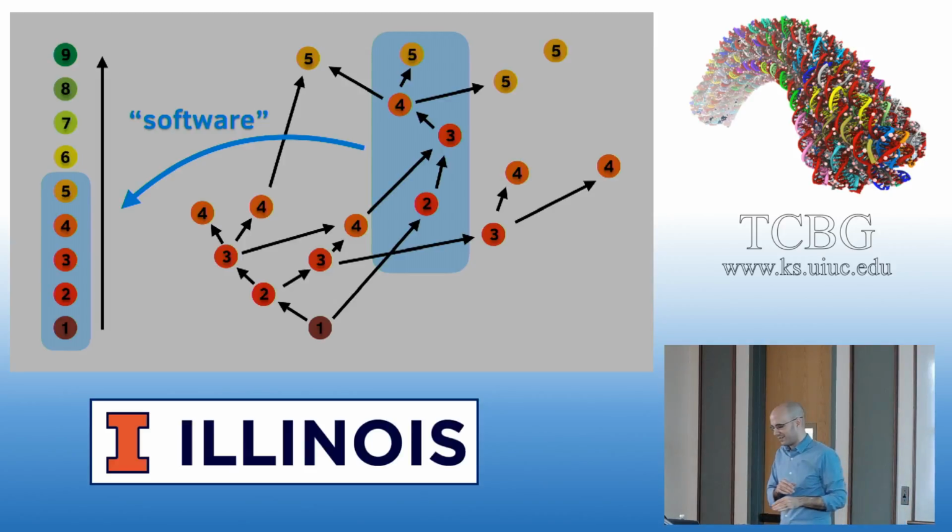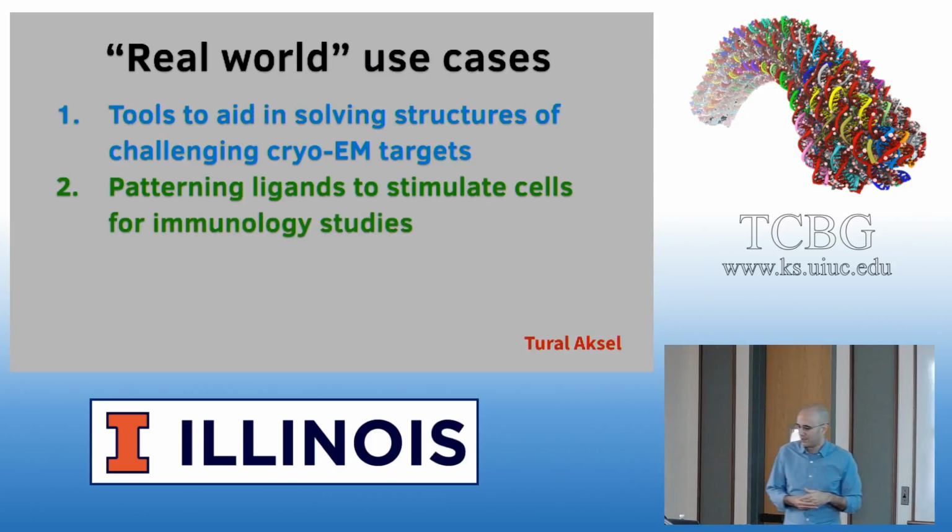This is kind of like a little schematic of the way I think about the field and the work that we do in the lab. Terrell has been working on some real-world use cases, and we're not going to talk about them at this workshop, though you can ask him directly about them. He's working on tools to aid in solving challenging structures with cryo-EM, and also patterning ligands to stimulate cells for immunology studies. So these are 2 applications that we think origami is really going to be useful for.